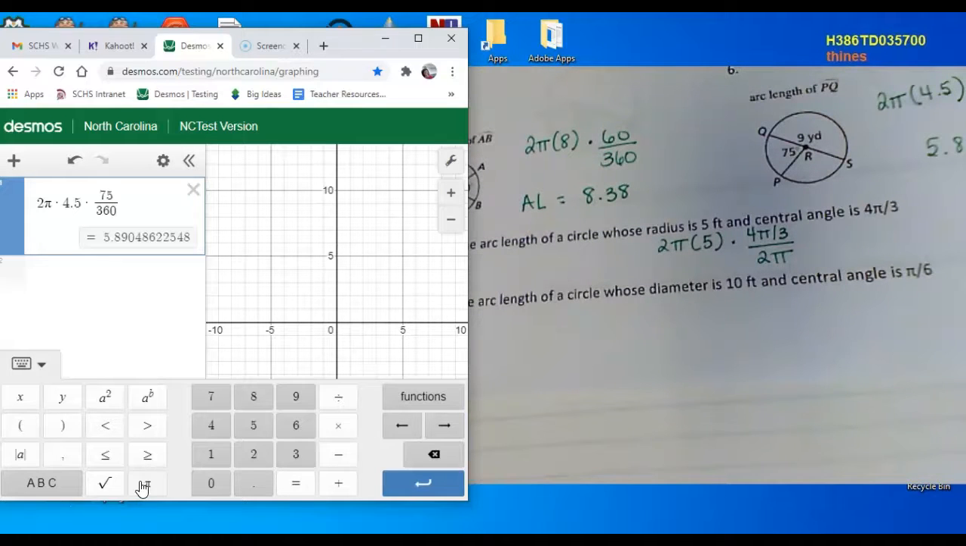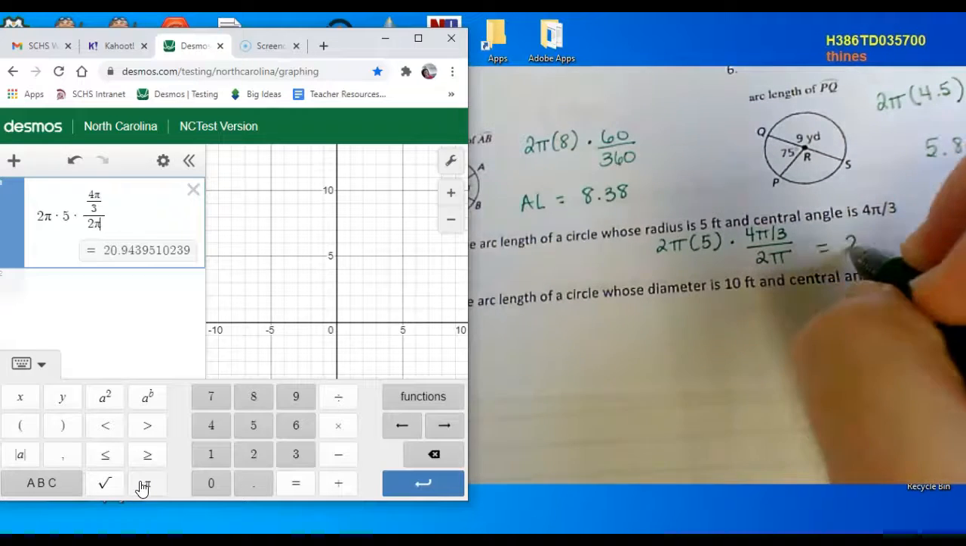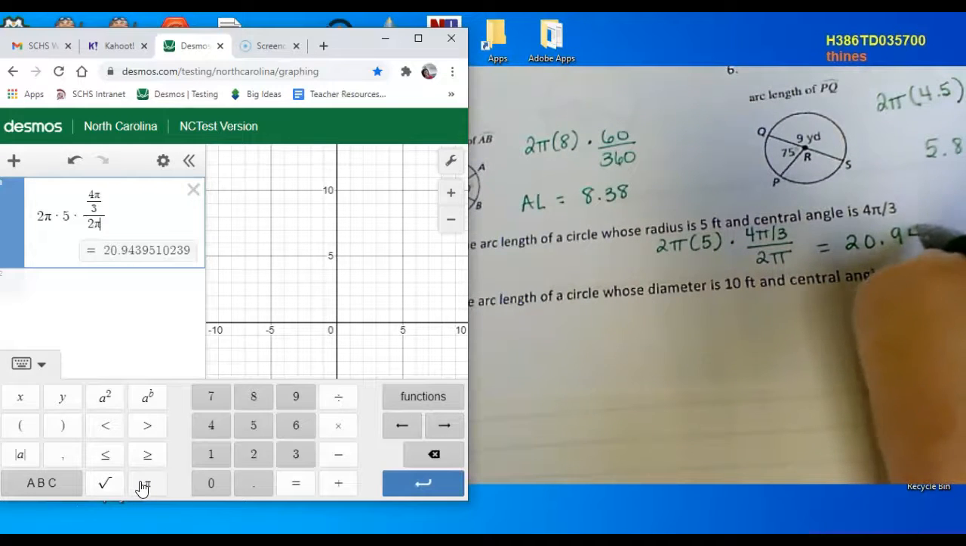Okay? But again, we're just going to put it all in Desmos, so we're just going to let the calculator work it out for us. Just don't get confused by all the dividing and all of that kind of thing. Okay? So 2 pi times 5 times 4 pi over 3 divided by 2 pi. So it looks really strange in Desmos, but that's how you put it in. Okay? And then you just get 20.94.